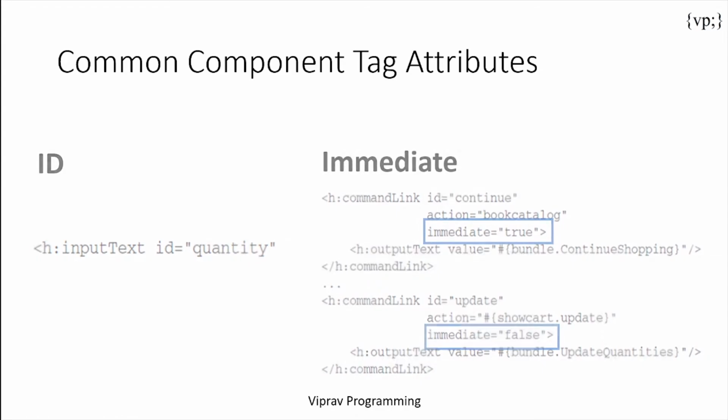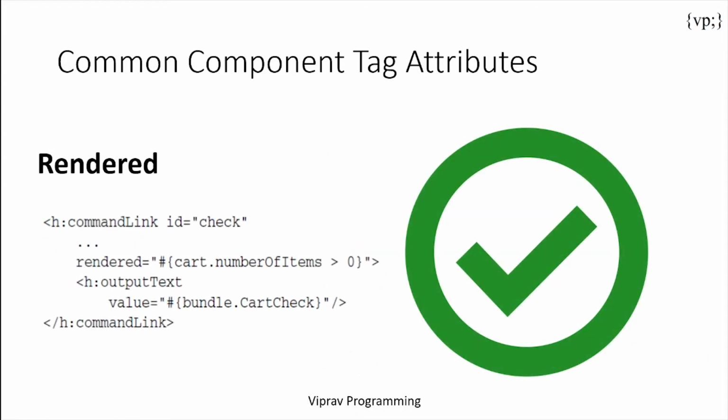Then there is rendered, which takes a boolean that controls whether the next component will be run, which in this case over here will be the cart number of items. So if the number of items is greater than 0, only then will this part of the code be run.